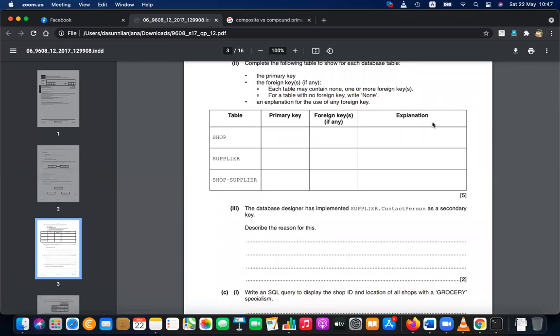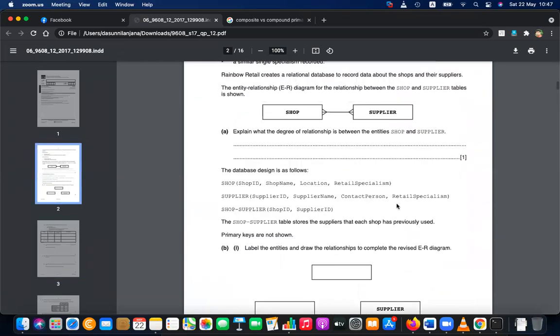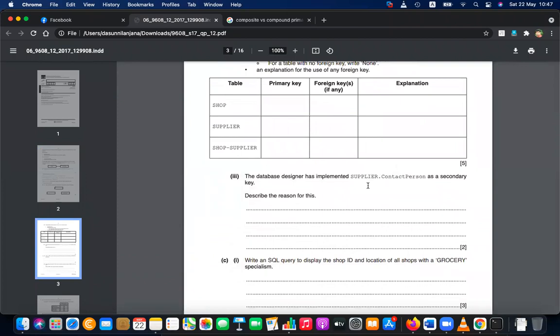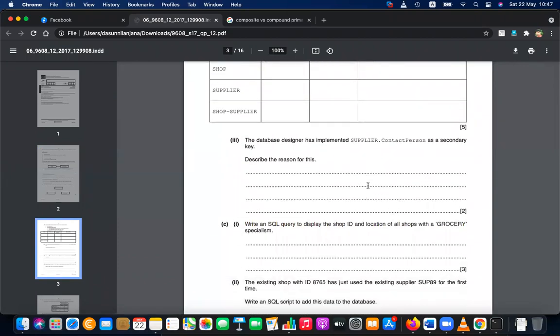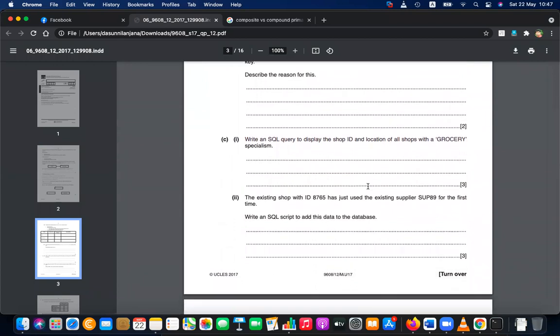Yes, correct. So here, this is the retail specialism. Then you say: select shop ID, location from shop where retail specialism equals grocery. That's why I said the question itself gives the answer; these are very easy questions. Okay, the next one. Try for the next one also.